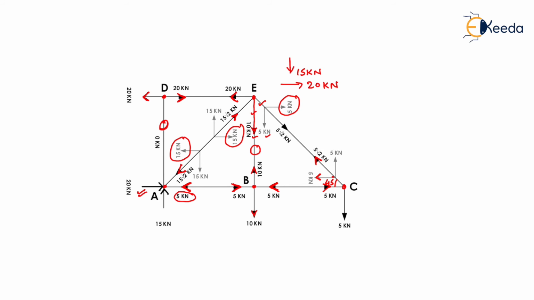Similarly, if we consider the vertical equilibrium of joint A, then the total vertical force coming at joint A is from member AE, of 15 kilonewton magnitude. To balance this force, we need to create an upward force of equal magnitude. So at joint A, there will be a 15 kilonewton force acting in the upward direction to maintain the vertical equilibrium of joint A. In this way, we have calculated all the member forces of the truss. That is all about this numerical. Thank you very much, students.